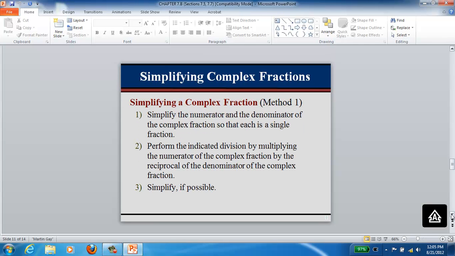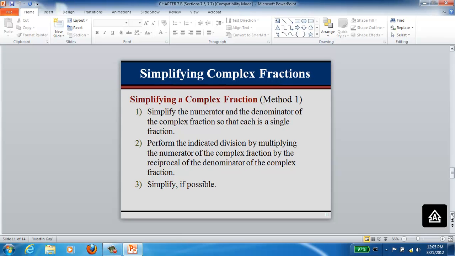Method number 1. Step 1, simplify the numerator and the denominator of the complex fraction so that each is a single fraction. Step 2, perform the indicated division by multiplying the numerator of the complex fraction by the reciprocal of the denominator of the complex fraction. Step 3 is to simplify if possible.